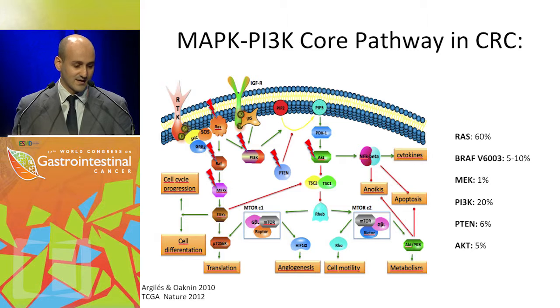The most frequent dysregulations in these pathways, you can see in the slide. This pathway could be overactivated at a high number of levels in colorectal cancer: 60% RAS mutations, 5 to 10% BRAF mutations, 1% MEK mutations. Tumors are mutant in PI3K in around 20% of cases, and we can also have mutations in PTEN and AKT.